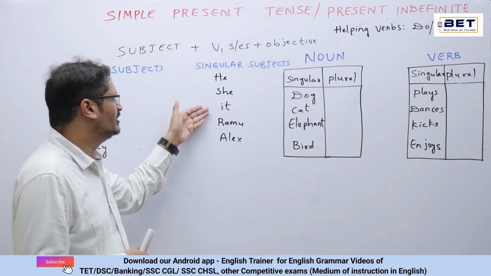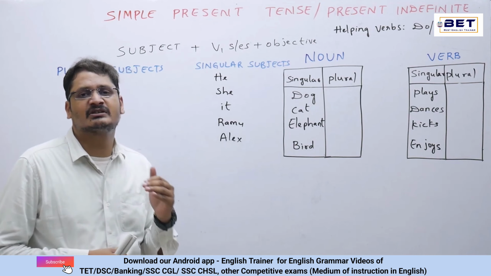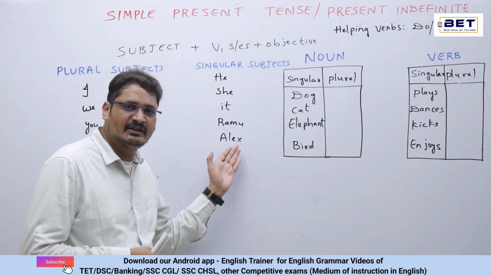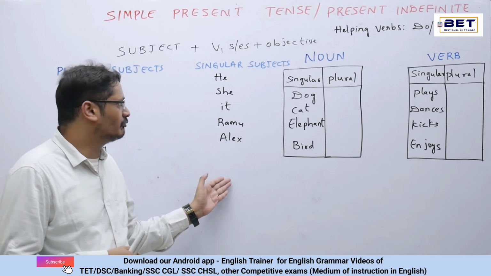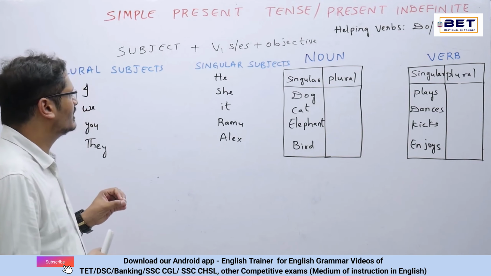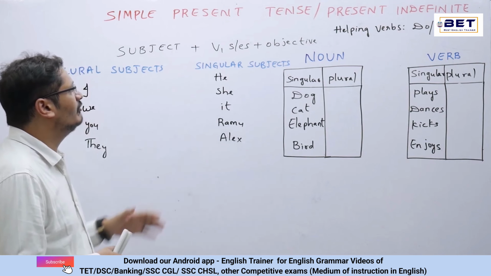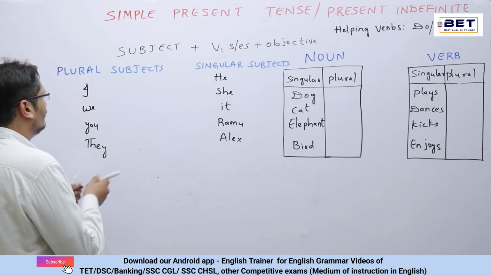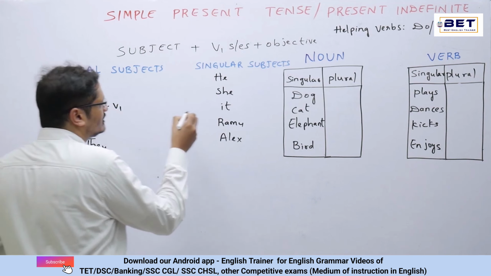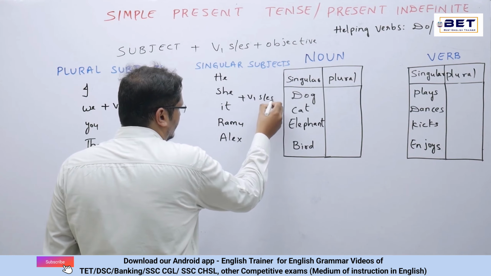Now we have he, she, it. Here he, she, it is the third person singular over here. Now Ramu, Alex, dog, cat, anything, right? Any noun over here would become the singular subject. Now for the plural subject we are adding the verb V1, and for the singular subject we are adding V1 S or ES over here.